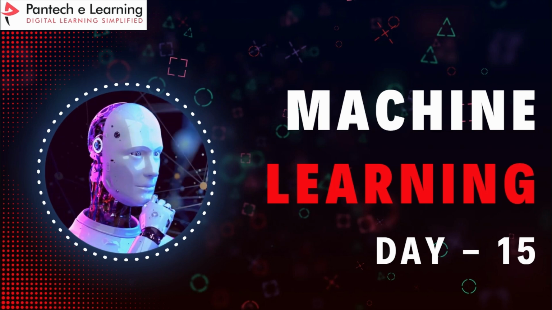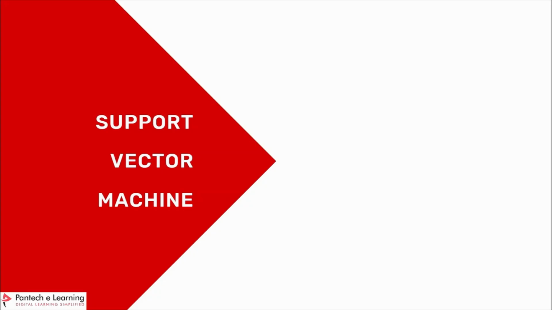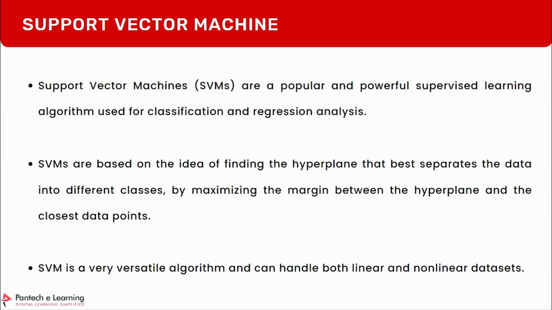So without any delay, we'll get started with our first algorithm in today's class, which is going to be the support vector machine. Support vector machines are popular and powerful supervised learning algorithms which can be used for classification as well as regression analysis. But I wish to tell you that support vector machine is mostly preferred for classification problems. It's not that much preferred for regression analysis, but you can use it. It's not built for regression, but it has been modified later on. So the main task for a support vector machine is classification.